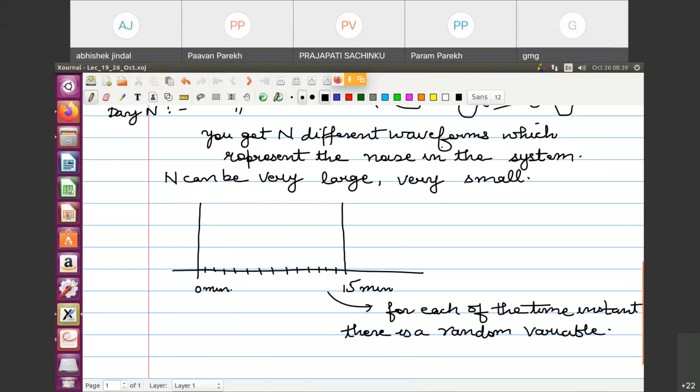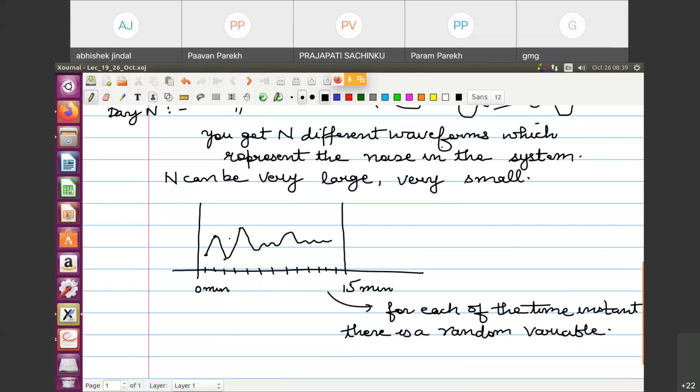Now what does this mean? Suppose let us assume that अभी हम लोग एक कुछ discrete levels पे study करते हैं. Suppose this is the first time, or you can say just the time ahead of 0 minutes. So you assume that there is a random variable which assumes a value at this point. Suppose today it assumes this value. Then next time there is another random variable which assumes a different value. Then third, it assumes a different value. Let us say we have divided the axis into suppose 10 points. So 10 random variables are there, and each random variable assumes some value. So you get one waveform.